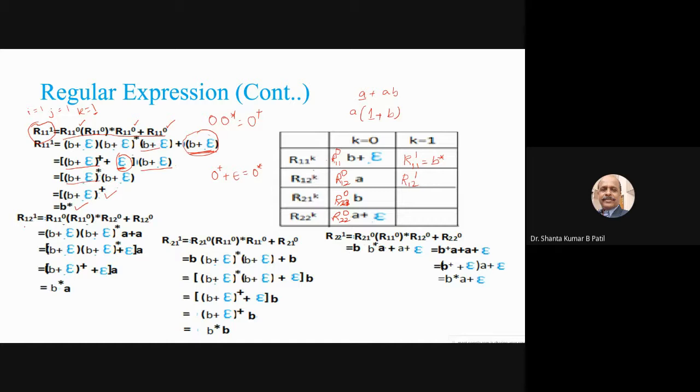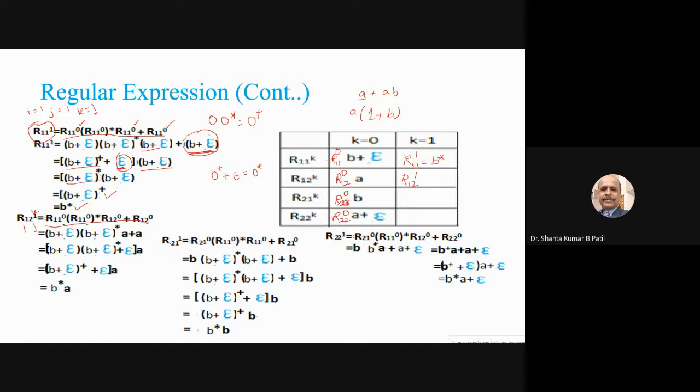Because from this equation, this is I, this is J, and this is K. I is equal to 1, J is equal to 2, K is equal to 1, power is K minus 1, that is 1 minus 1, all are 0. So all these values you can get from the first column.